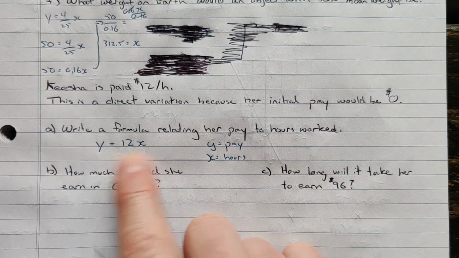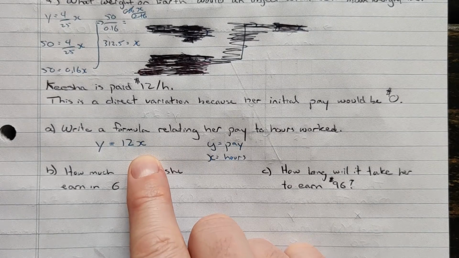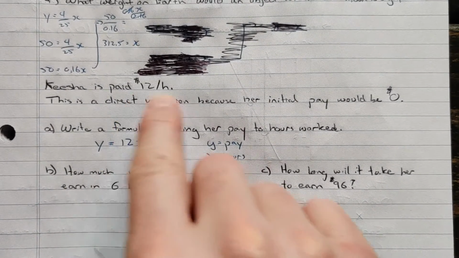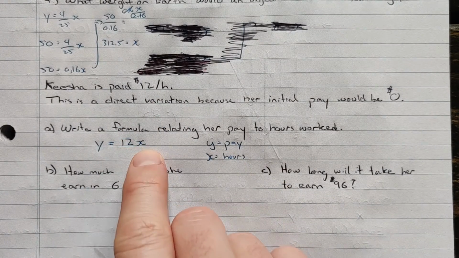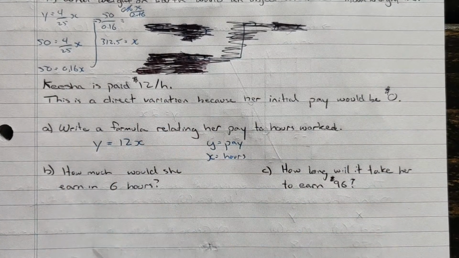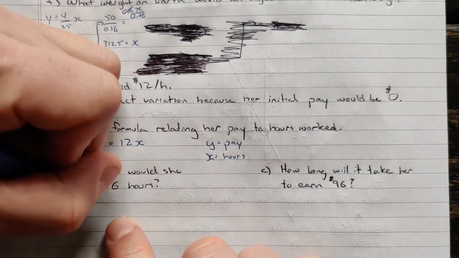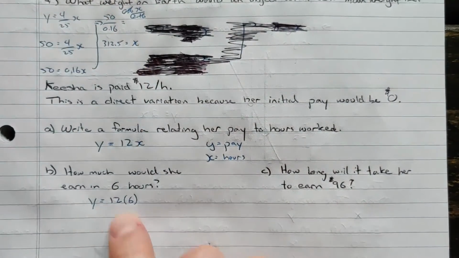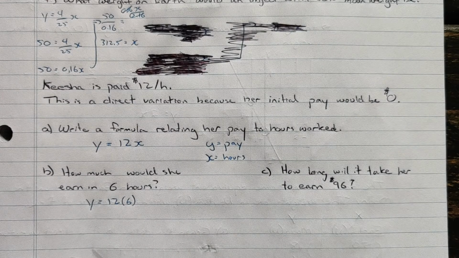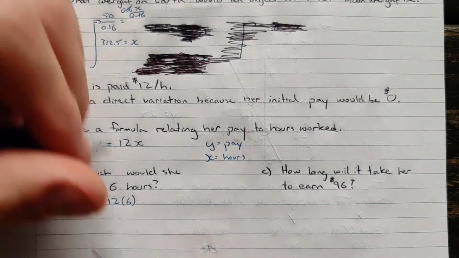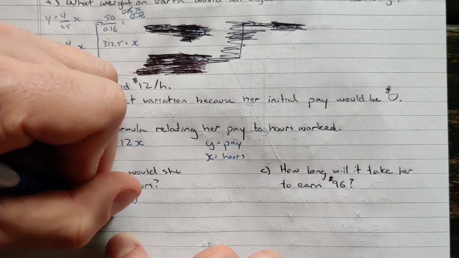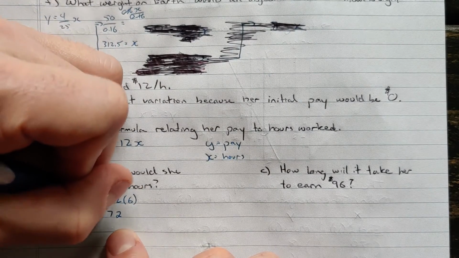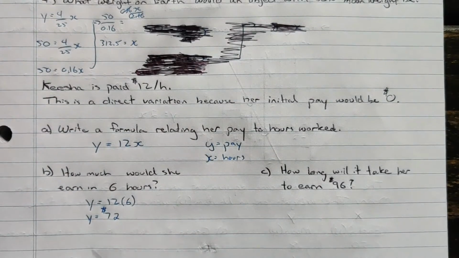Okay, and so y equals 12x. And that right there is a direct variation relationship. We have a rate of change of $12 for every hour she works, and that relates to the pay. So how much would she earn in 6 hours? Simple to do. We pop in 6 hours as our x value, and we do 12 times 6, which will give us 72. So she would earn $72 in 6 hours.